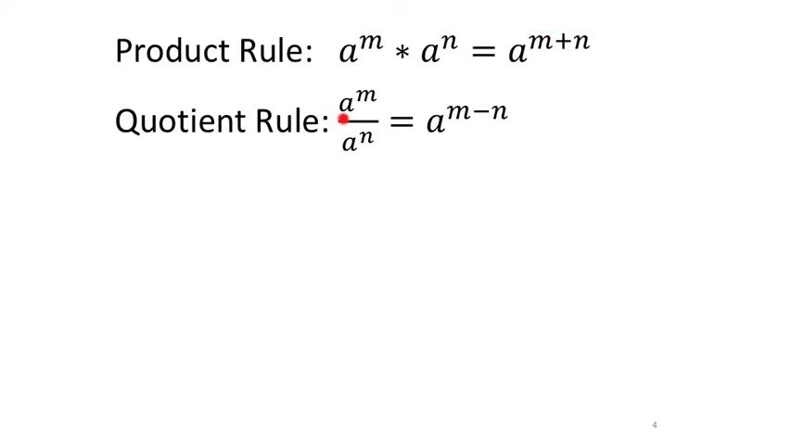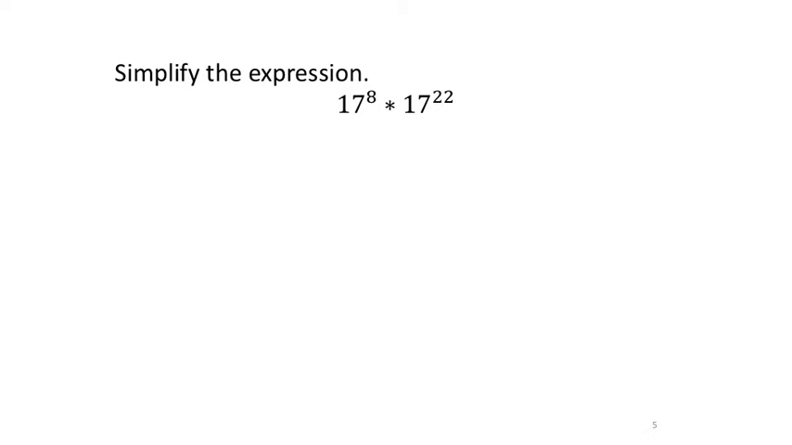Like we saw in the bell work, if the bases are the same and they're being divided, then we take the two exponents and subtract them, but it has to be in the order of numerator exponent minus denominator exponent. So we'll be adding another rule today, but let's just kind of review some of this stuff, just like we saw in the bell work.